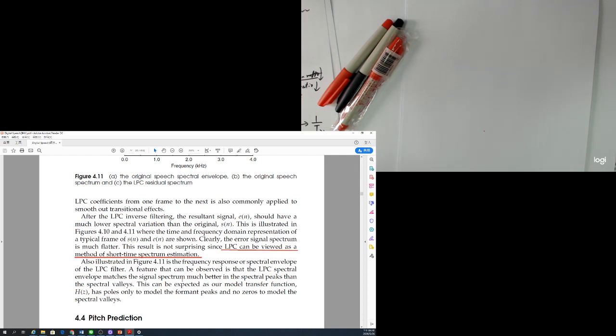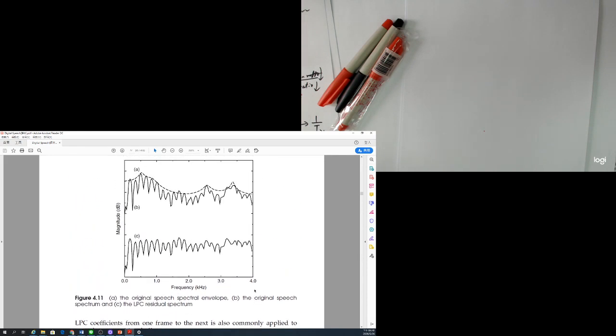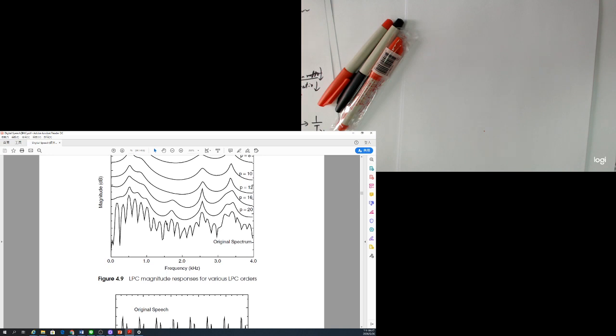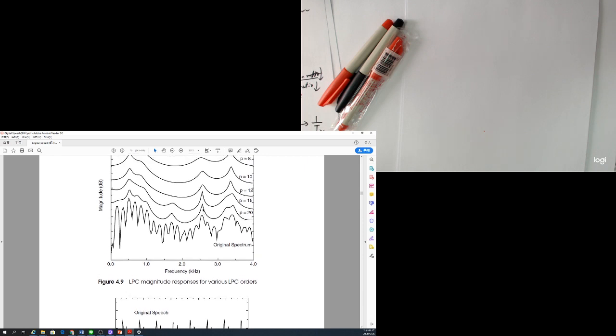You can see our model transfer function H of z has poles only to model the formant peaks, no zeros. Once we see LPC, because it is an all-pole model, they try to model the peak points, not the zeros. Zeros would make the signal become lower, but they also model the peak. Because we assume the all-pole model, we model the signal envelope shape better than the valleys.